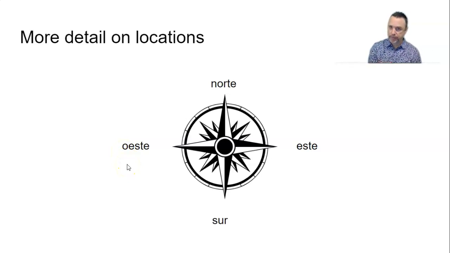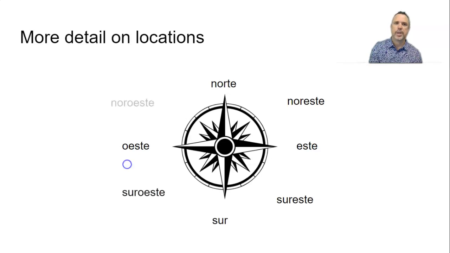If we'd like to go a little bit further, have a look at those ones that are in between. Again, very similar to English. Noreste, sureste, suroeste, noroeste. Okay, so northeast, noreste. It's the same as English essentially. Very, very easy. So this shouldn't be too hard for you to remember now. Let's have a look at how we use some of those in practice.